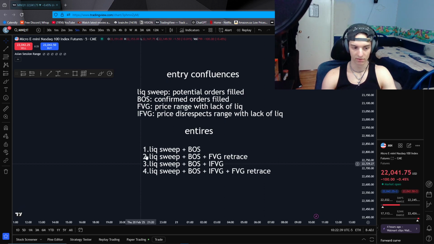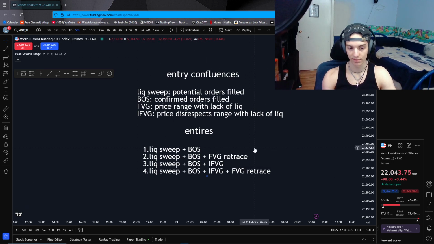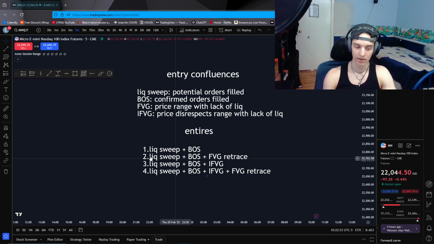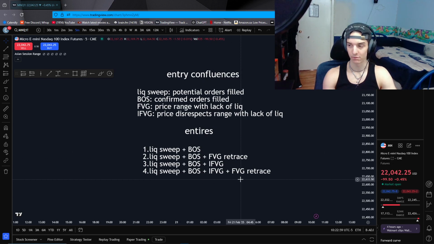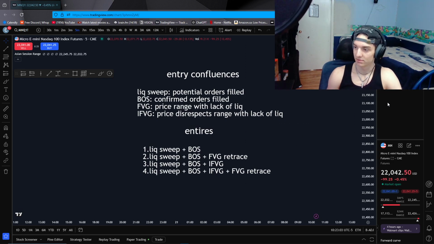And then here we have liquidity sweep plus break of structure plus inverse fair value gap. Again, we're changing our last confluence. Instead of a fair value gap retrace, we have a break of structure plus an inverse fair value gap. And lastly, we have a liquidity sweep, then a break of structure, then an inverse fair value gap, and then a fair value gap retracement. And that is pretty much it, guys. It's going to be a really short video.